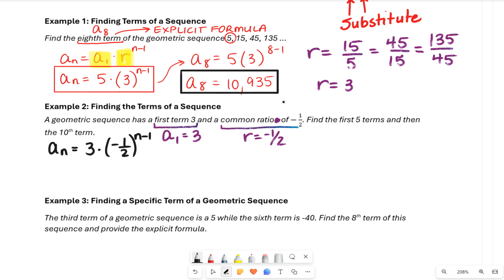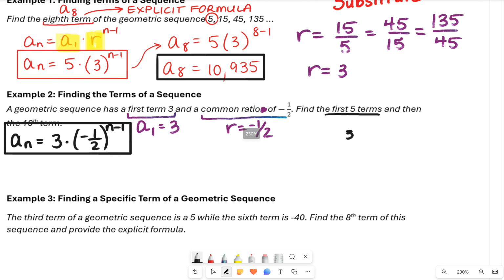Okay, that's my formula. I'm going to box it in because even though they're not telling me here in this problem to give the formula, I'm going to go ahead and do it, but box it in because that's how important it is. Okay, they asked us to find the first 5 terms. Well, the first 5 terms are easy to find because if I know the first term, 3, right?